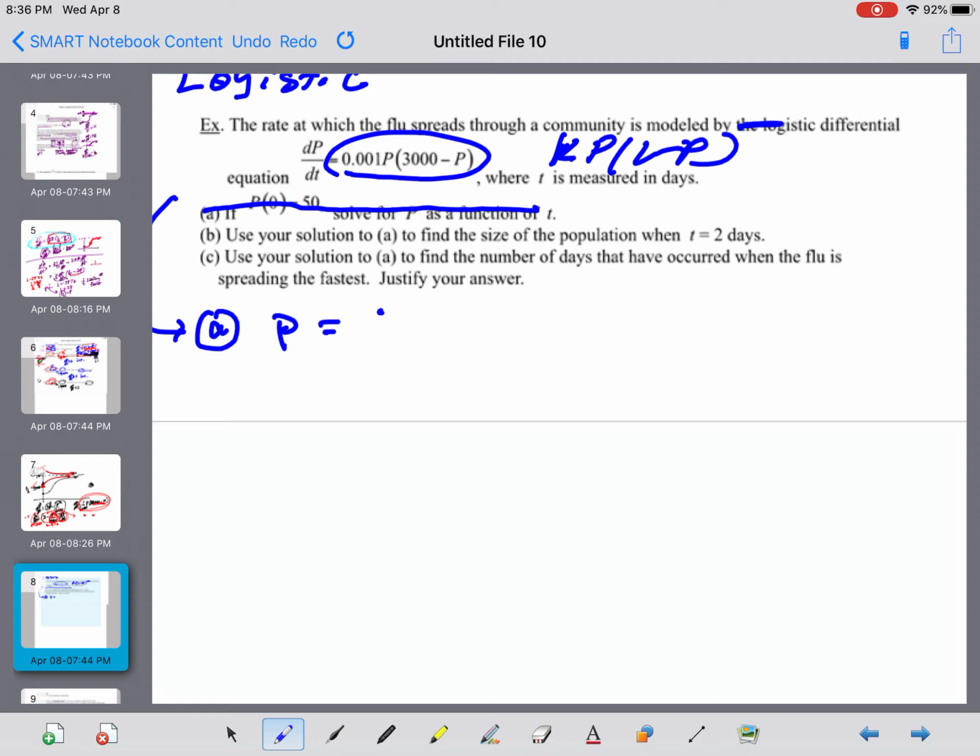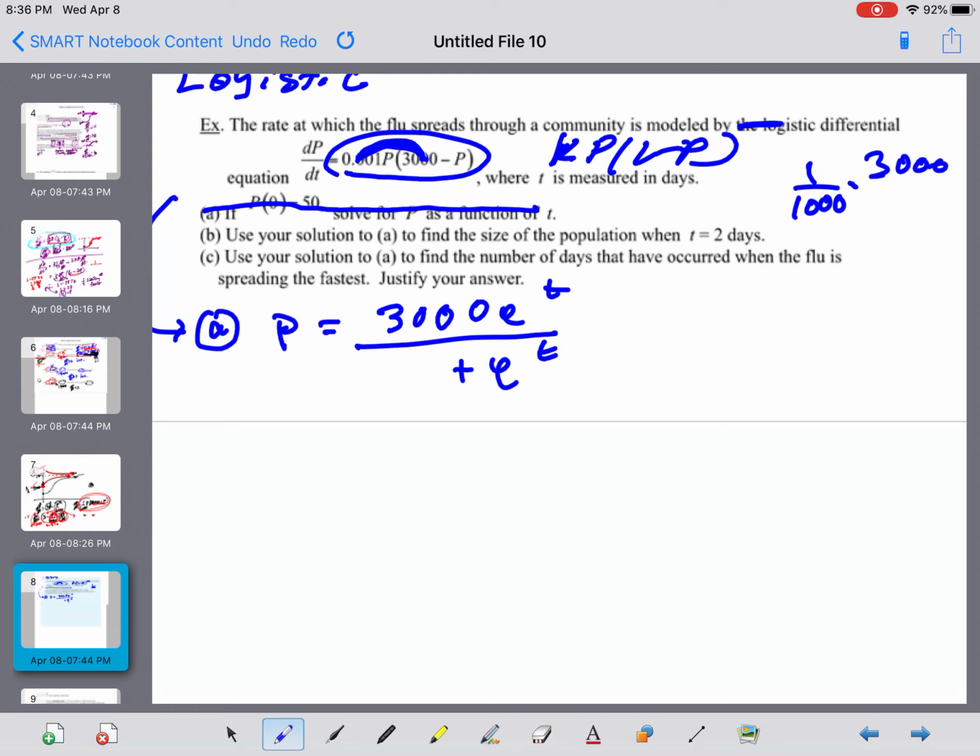Okay, so my limiting factor is 3,000, and I have e to the something t over a number plus e to the something t. The way to get this coefficient of t is you multiply these two things together. This is 1 over 1,000 times 3,000, or 0.001 times 3,000, or if you have a calculator, you can just multiply them, and that gives you 3, e to the 3t. And then I need to know what this number is right here, and to find that number, I take my limiting factor minus the population and put it over the population. My limiting factor here is 3,000. This is L minus P.